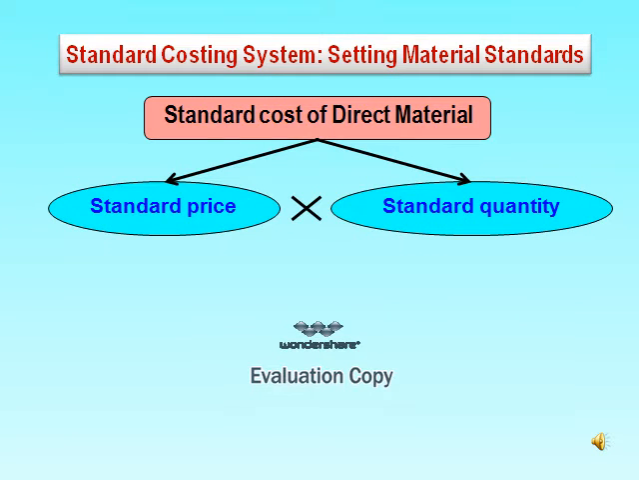The first is the standard cost of direct material. If you calculate direct material cost per unit, you multiply quantity times price. For example, if a unit needs 2 meters and the price per unit is 1,000 pounds, that means the total direct material cost is 2,000 pounds. For the standard cost of direct material, you add the word standard before each term. That means standard price times standard quantity equals the standard cost of direct material.